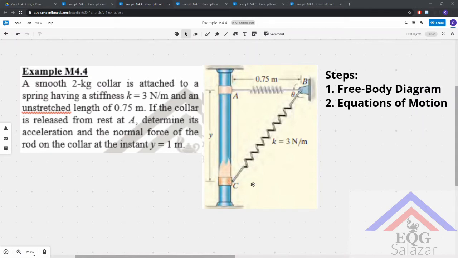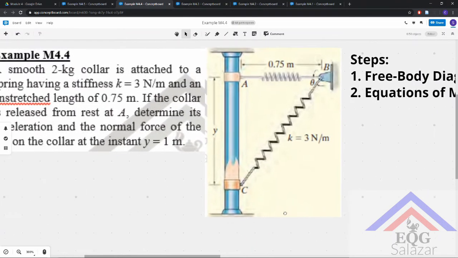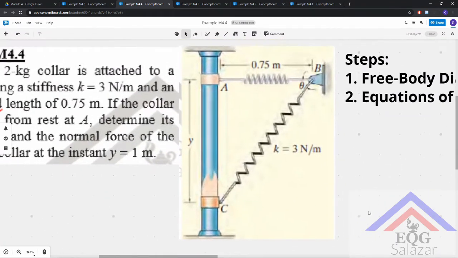Okay, so the steps that we will be taking here are only two. We will be drawing out the free body diagram of the collar, because this is the idealized particle that is moving, right? And we will be applying the equations of motion from that, since we are not asked for the position or the velocity of the collar at any time. Okay, so drawing out the free body diagram here, we see that the collar at C is here applied.